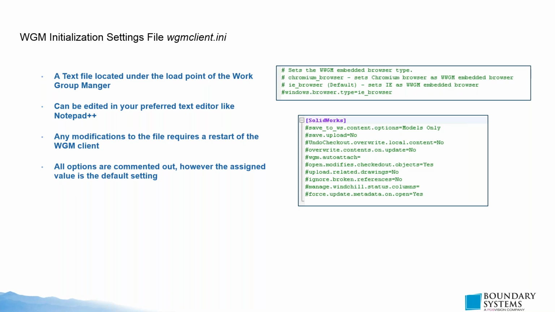The reason for that is that the current setting that is displayed, even though the setting is commented out, is a default setting. So if that's the setting you're looking to apply, really no need to uncomment the setting, because the value is there by default.